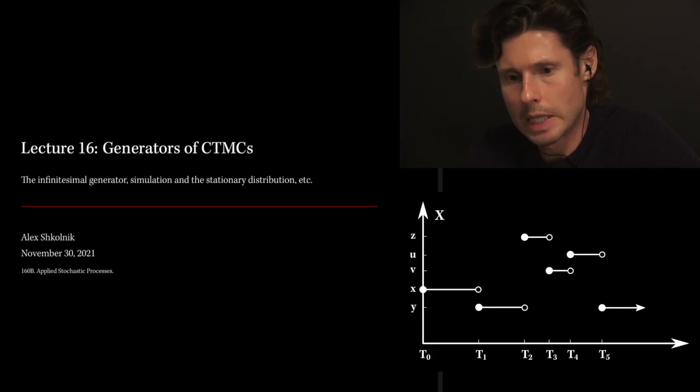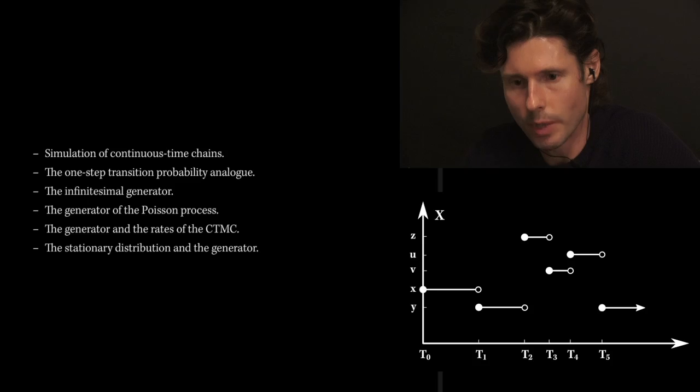Okay, lecture 16 is all about something called the generator of a continuous time Markov chain. Sometimes this is called the rate transition matrix. Here is the outline of all the topics.